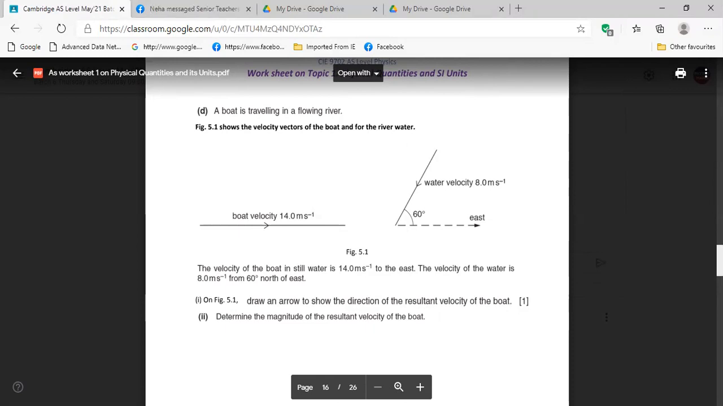Sir, should I draw it using a compass? Sure. So then one minute, I'm bringing my compass.